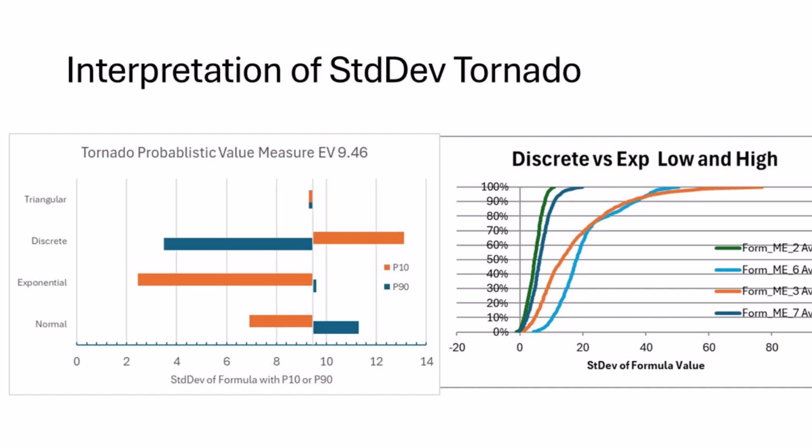To better understand where those standard deviations come from, let's look at the S-curves for the low and the high for the two variables. We can see that the exponential, shown in orange, has a higher standard deviation than the blue, and that the lows have very little variation. So that's consistent with what we saw in the tornado chart.